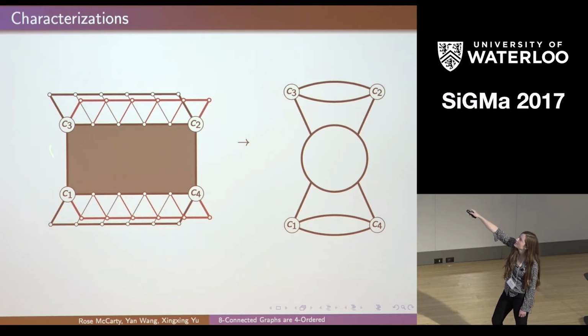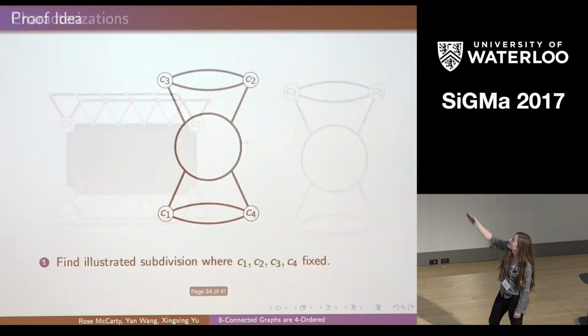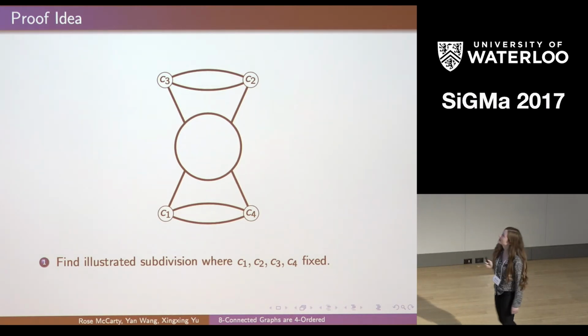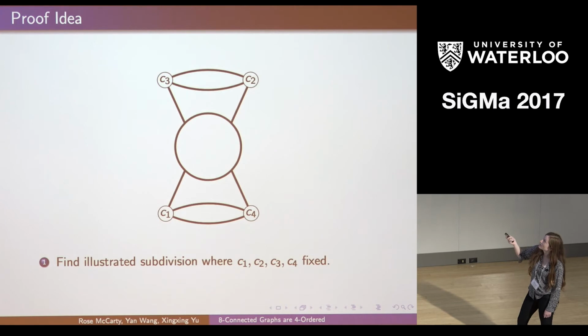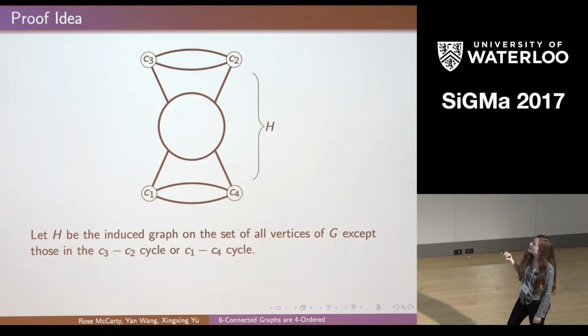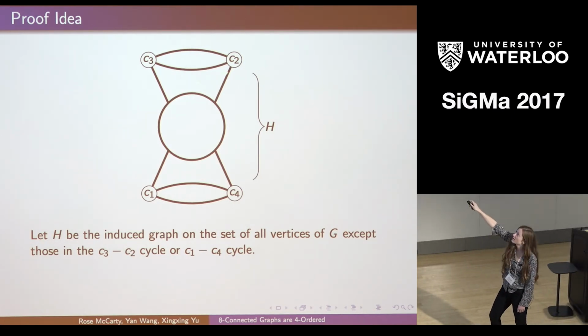Instead of taking this C1, C3, C2, C4 cycle, we take a disjoint cycle and then add paths from the C vertices to that cycle. And this gives us the start of the main proof idea. First, we find this subdivision where C1, C2, C3, and C4 are fixed vertices. And then let me denote H as the induced graph on the set of all vertices of G except for the vertices in this cycle and this cycle. Right, so H is G whenever you delete the vertices of this cycle and the vertices of this cycle.